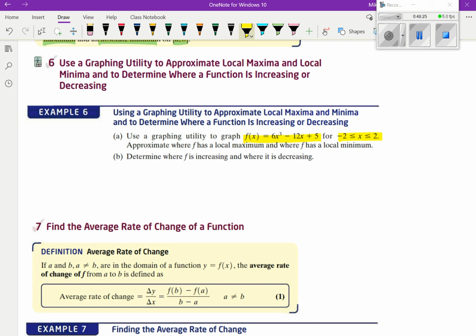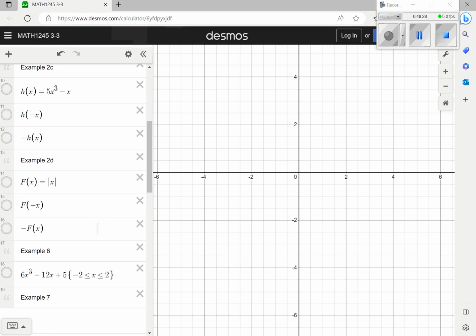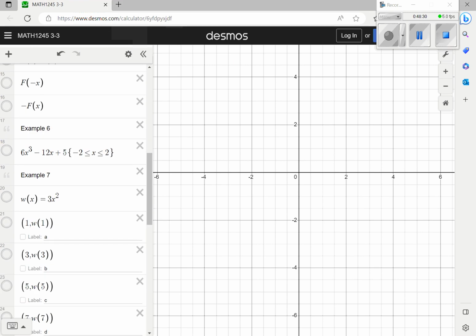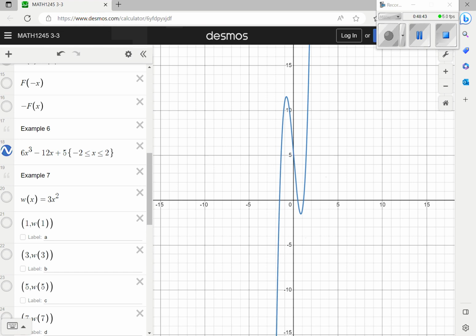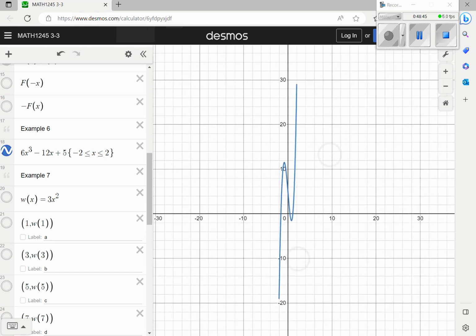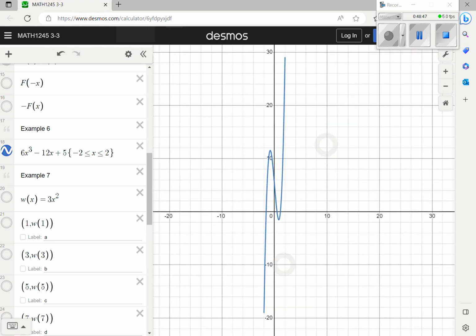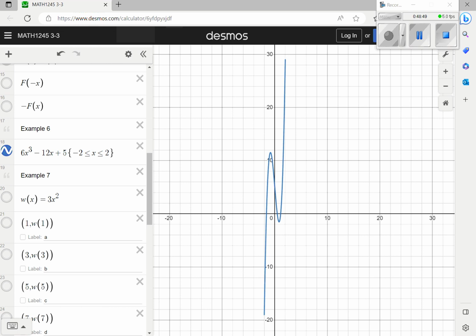So I already have this in Desmos. In Desmos, how we denote that we're only in between some values is this piece in through here. We put it in curly braces. We say -2 to 2. So let's go ahead and graph this. Okay, so there we go, between -2 and 2. Going to have to squish that in a little bit to get all those values.